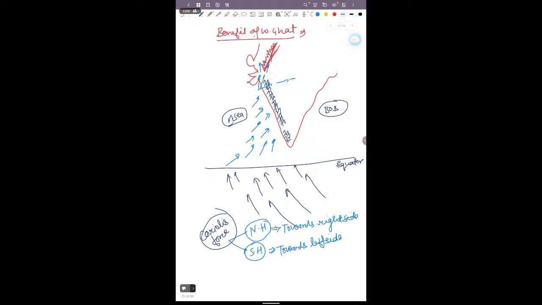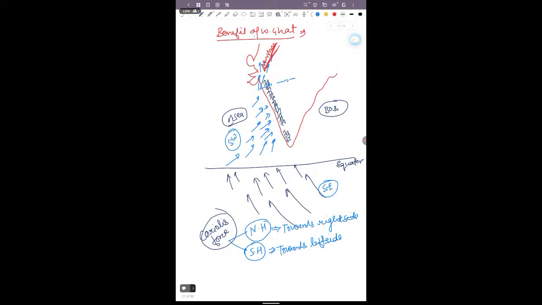So as the southeast trade winds converted into southwest winds, when they flow over the Arabian Sea, because its temperature is high, they acquire the moisture there, and these saturated winds reach the Western Ghats.